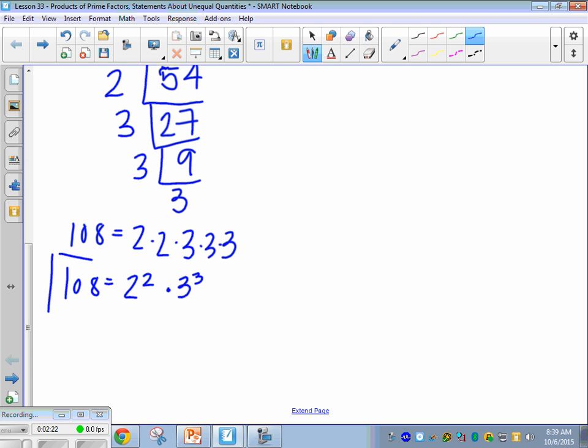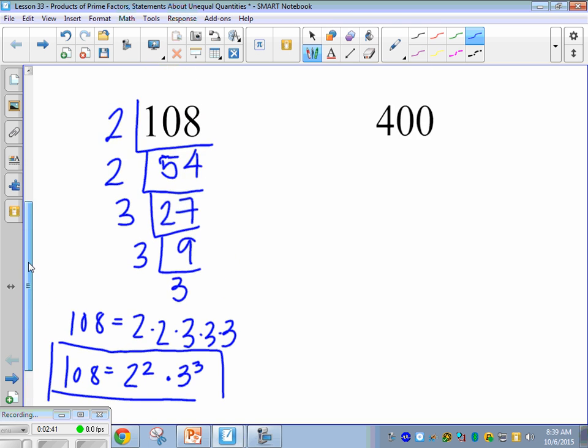I'm not positive if the book actually has you guys write it. I think it does have you write it as a product of those prime numbers. So once you do your upside down division, take all those numbers that you have on the side and just multiply them all together. You can always double check these ones. You should get back your original number. 2 squared times 3 cubed.